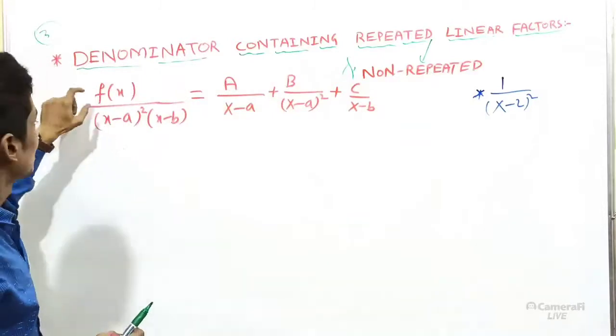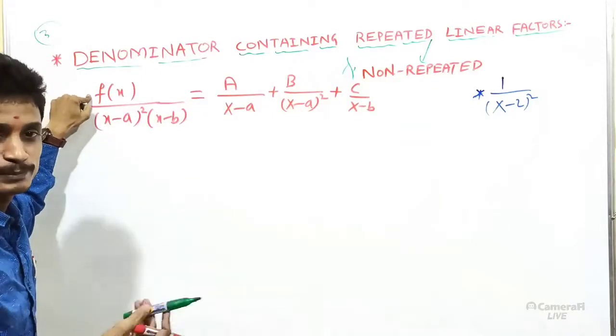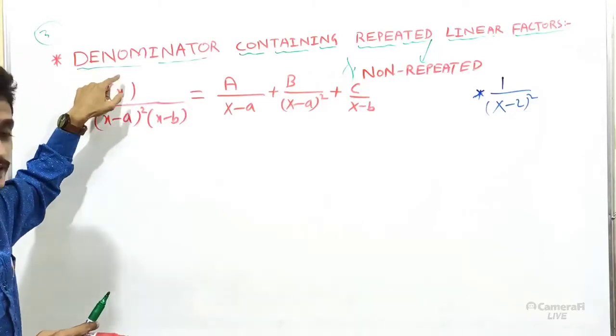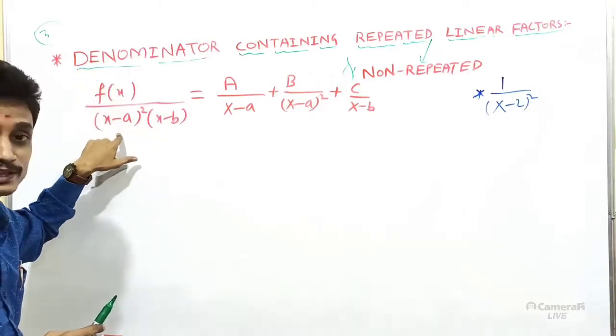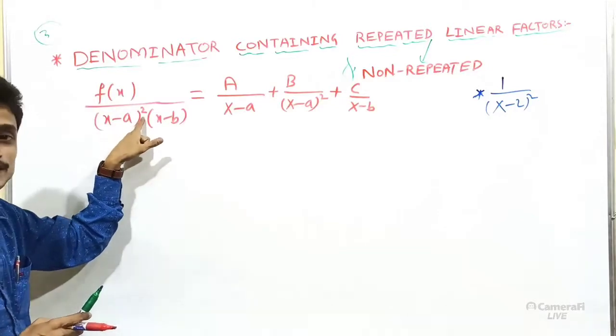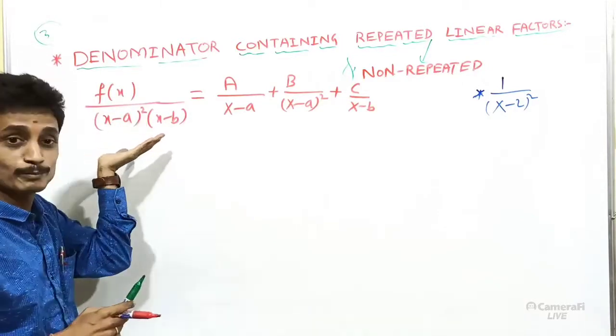Here f of x is a general polynomial, it can be anything. So the degree of the numerator is always less than the degree of the denominator. What is the degree of the denominator? If x minus a whole square is expanded, we will get a quadratic polynomial.